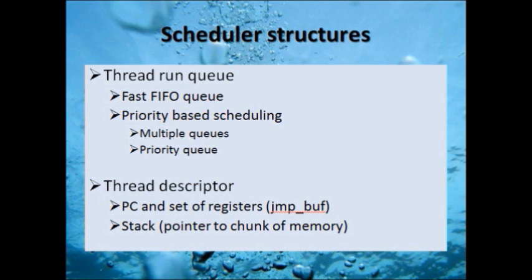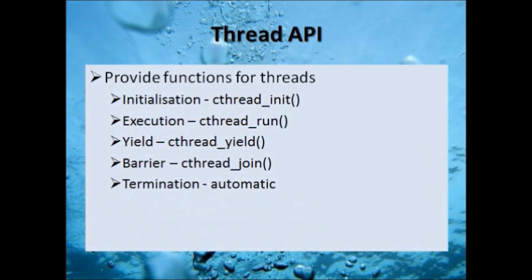Scheduler structures: the thread run queue, a fast first-in-first-out queue, priority-based scheduling with multiple queues and priority queues. The thread descriptor holds the PC and a set of registers, a stack, and a pointer to a chunk of memory. The thread API provides functions for threads: initialization, that is cthread_init; execution, cthread_run; yield, cthread_yield; barrier, cthread_join; and termination, which is automatic.